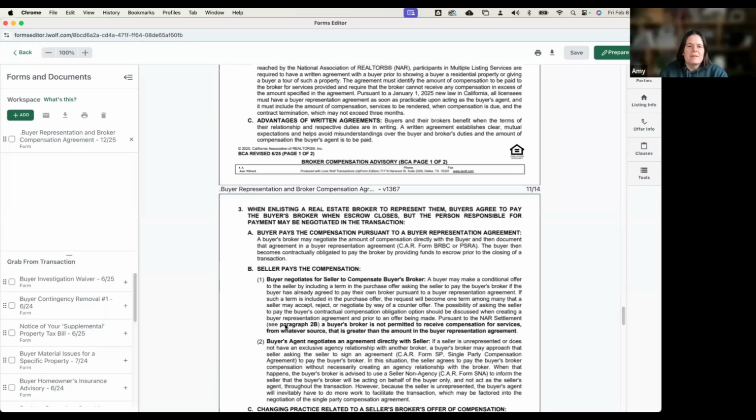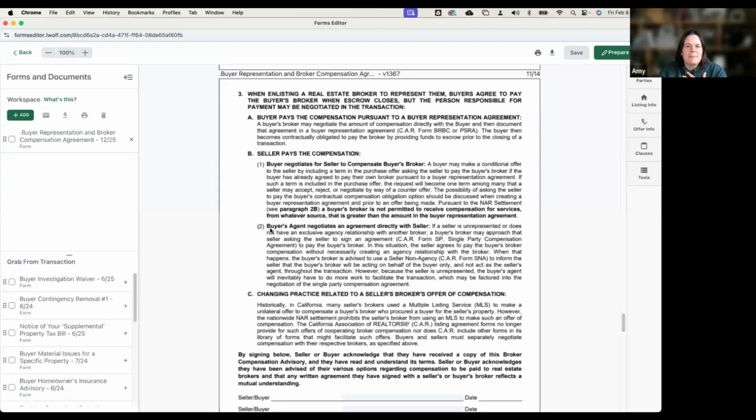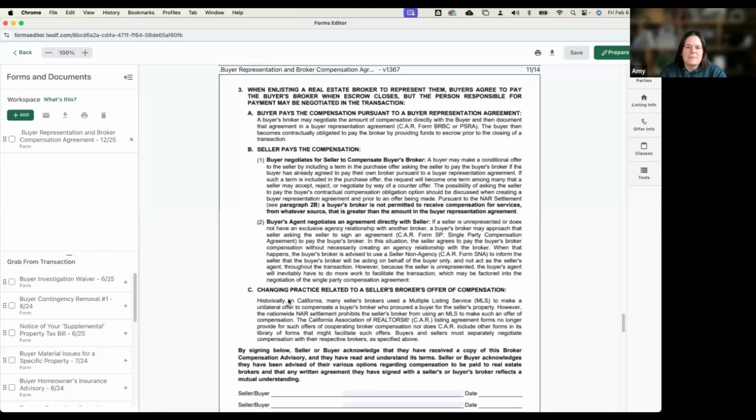Sellers paying the compensation, right? Number 3 is when enlisting real estate brokers to represent them, buyers agree to pay the buyer's broker when escrow closes, but the person responsible for the payment may be negotiated in the transaction. So again, section 3 covers, hey, what happens if the buyer pays compensation? What happens if the seller pays compensation? It just talks about the fact that we've been changing practices with how that's offered and who's paying and everything based on the NAR settlements.